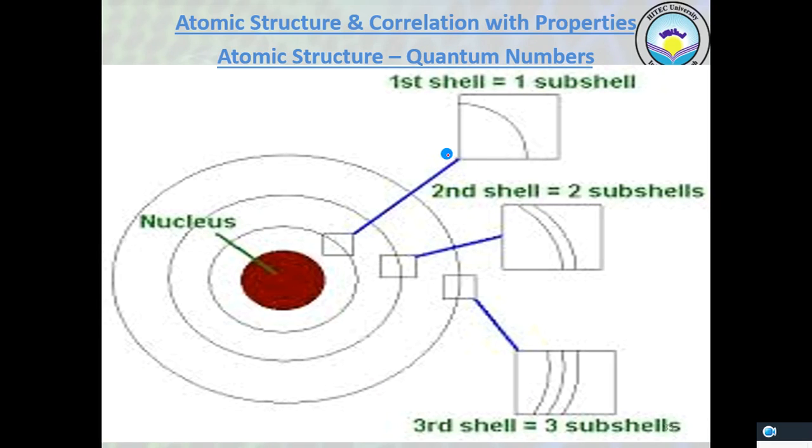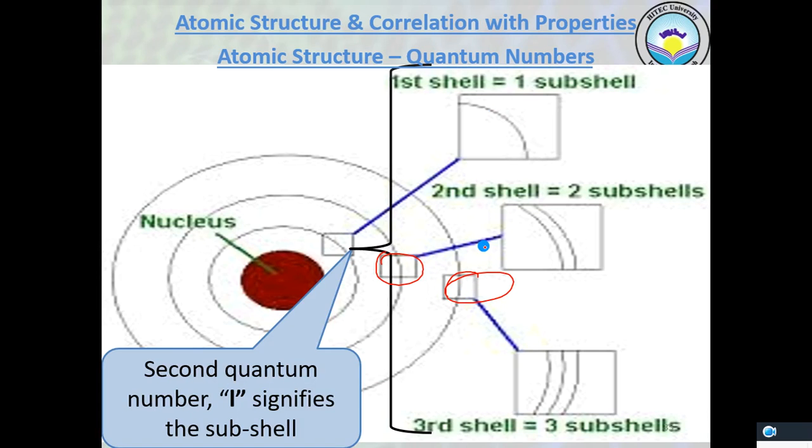So one shell will have one subshell, the second will have two subshells, and the third energy level will have three subshells, and so on. The second quantum number signifies the subshell.